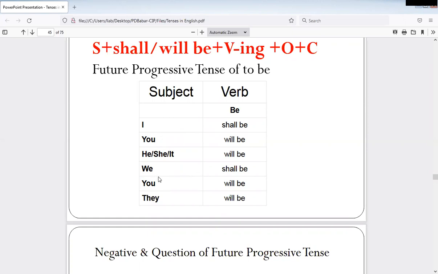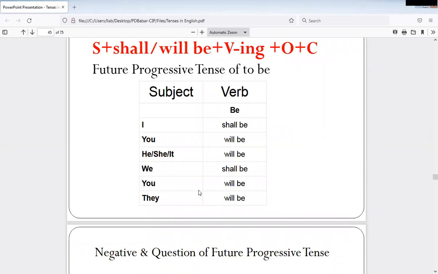These are the two subjects after which we use shall be. And for you, we, for you, he, she, it, and they, we use will be. Okay, so you will be doing hard work, or you will be doing study. Okay, that is the future progressive tense. You will be doing your study or your homework.